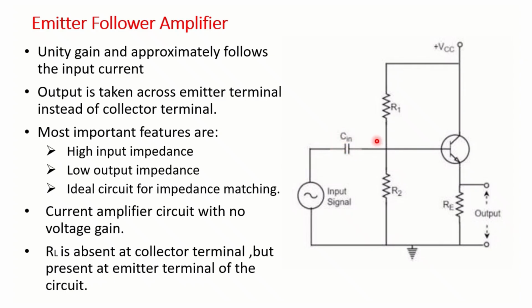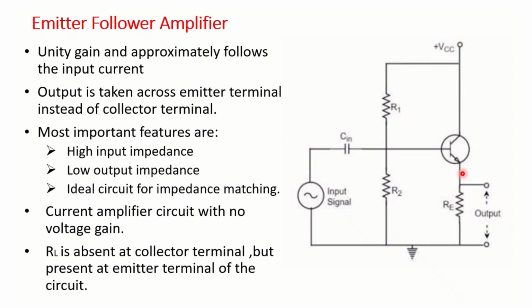Now, if we compare this circuit with the previous common emitter amplifier, we can see that the output is taken across the emitter terminal, not the collector terminal. In the previous circuit diagram, we had taken the output across the collector resistance, which was connected in the collector. But in this emitter follower circuit, we are taking the output across the emitter resistance, which is connected at the emitter of the transistor.